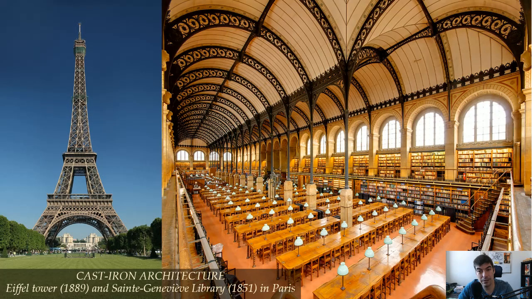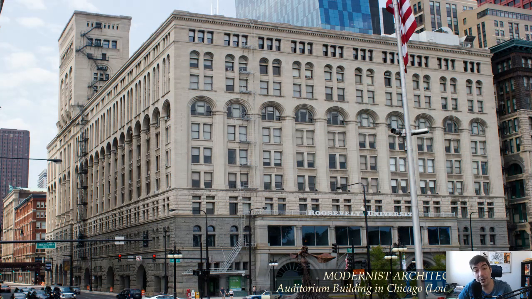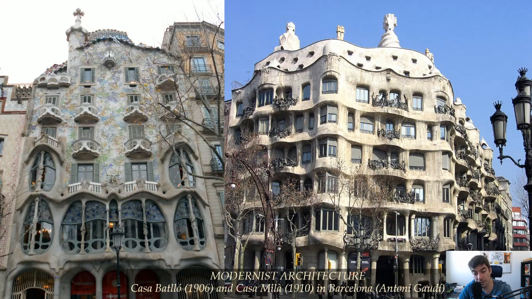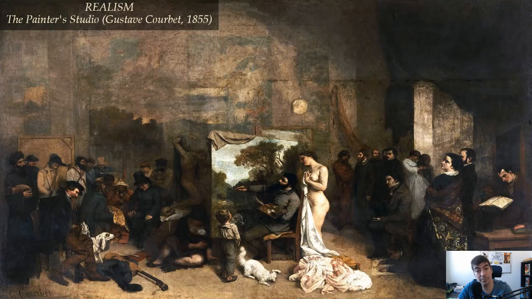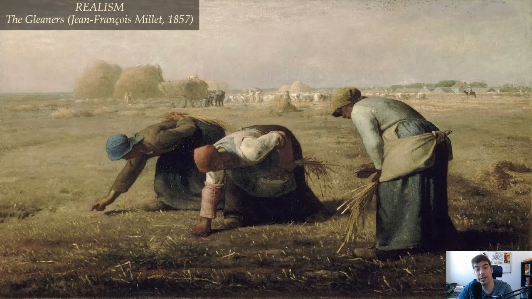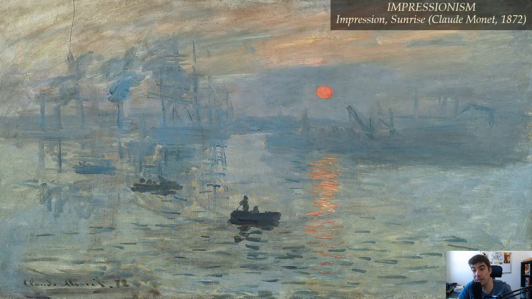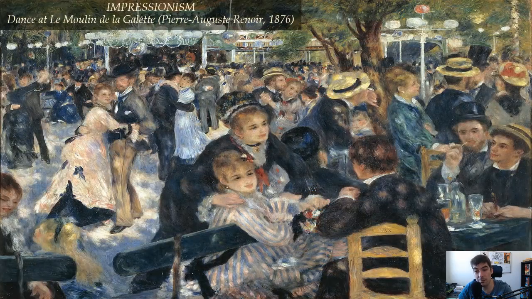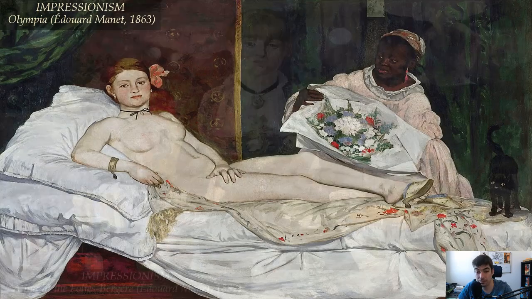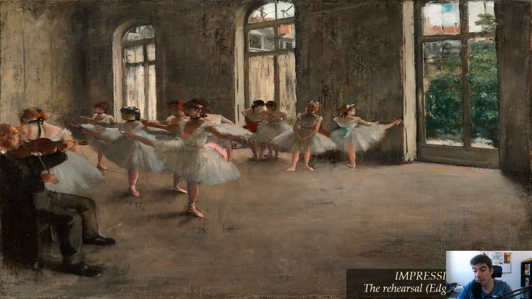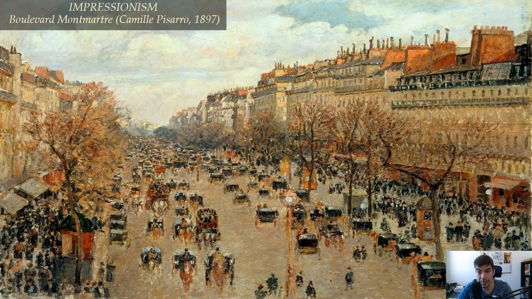And finally, just examples of the art. In this period, we have the cast iron architecture, the Eiffel Tower, Saint Genevieve, the modernist architecture, mostly in the United States, with the skyscraper in Chicago, in Barcelona with the modernismo of Antonio Gaudí. And in painting, we have realism with Courbet and Millet, which depicted real people, not just religion or mythology or kings or the nobility, but real people in their paintings, and the vanguards with Impressionism, with Monet, Renoir, Manet: those are prostitutes, this is a bar, and this is ballet, and the landscapes.